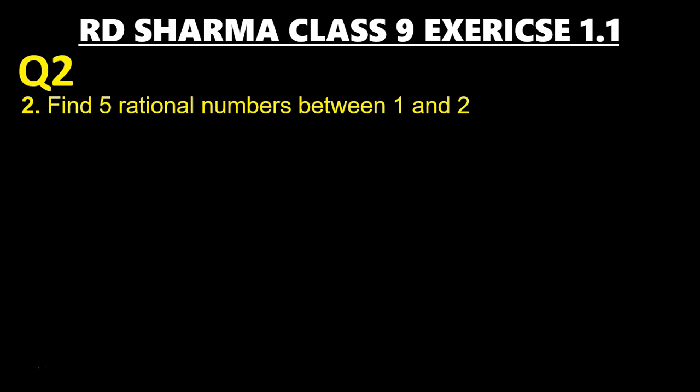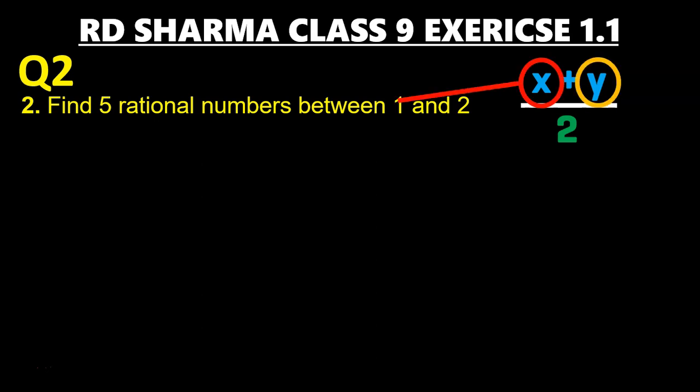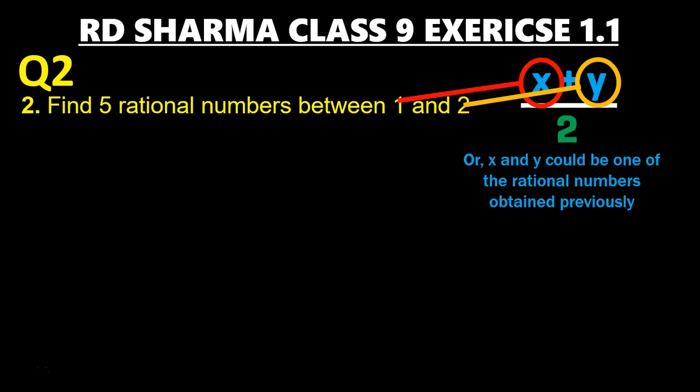Now let's look into question number 2. Find 5 rational numbers between 1 and 2. Now, when we're looking into the problems where we have to find x rational numbers between two different numbers, try to remember this formula: x plus y by 2, where x is equal to 1 and y is equal to 2, or x and y could be one of the rational numbers obtained previously. Now let's try to understand this using an example.